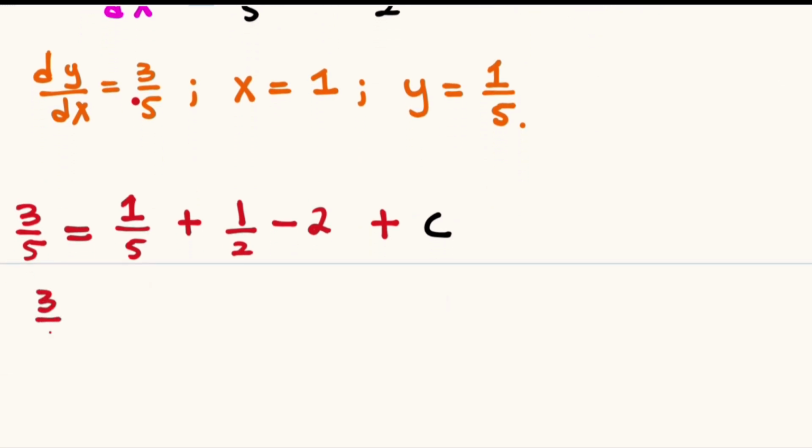So 3 divided by 5 will be equal to 1 divided by 5 plus 1 divided by 2 minus 2, which is equal to negative 13 divided by 10 plus c.